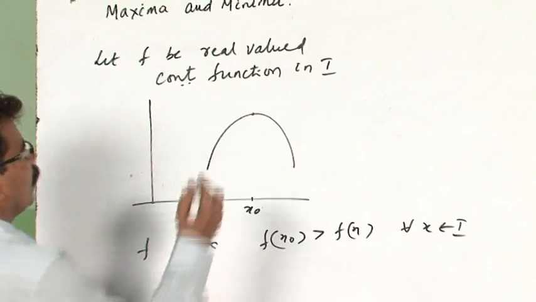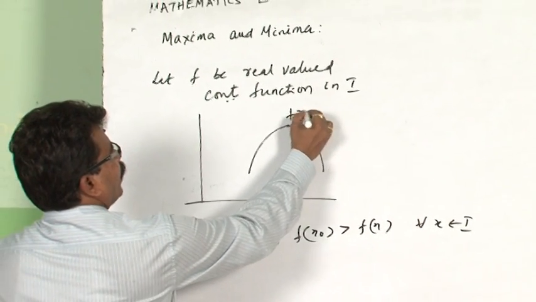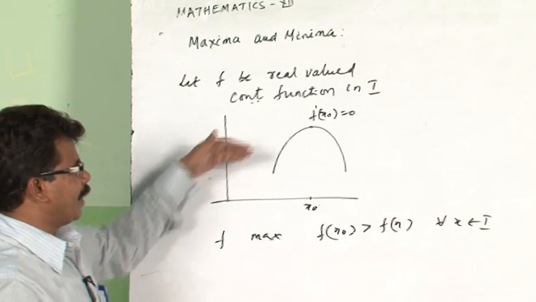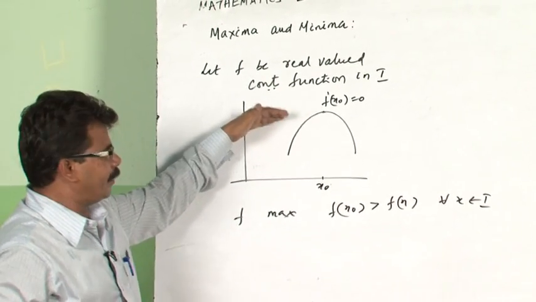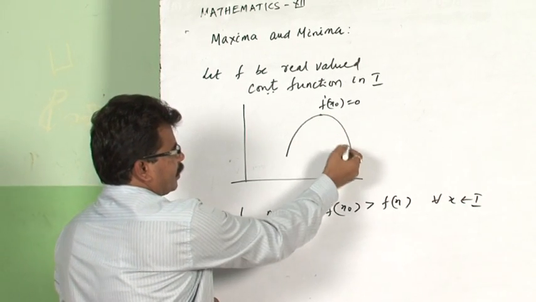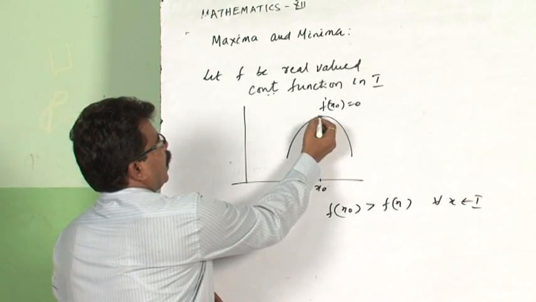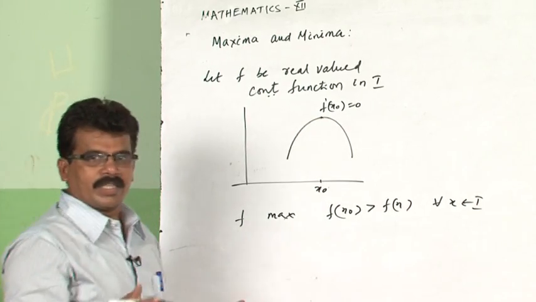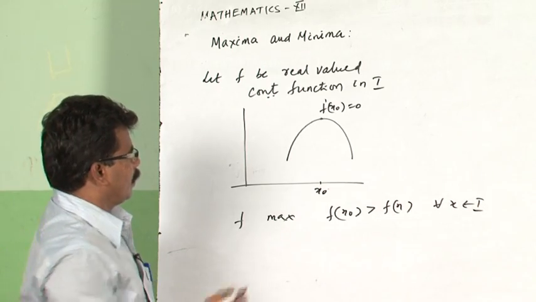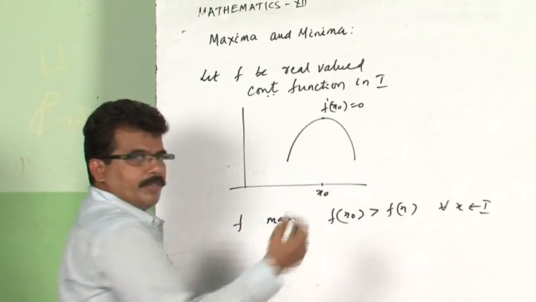And you can observe one more thing: at this point f dash x naught is equal to 0. The derivative vanishes at that point. That means, using derivative you can also find where the curve changes its direction, and at a point where it does not change its direction, the derivative will be 0. We say the derivative vanishes. With this type of behavior also we can find using derivative.